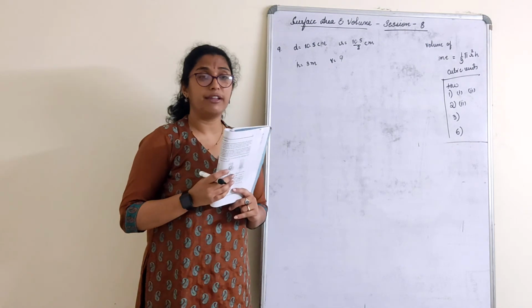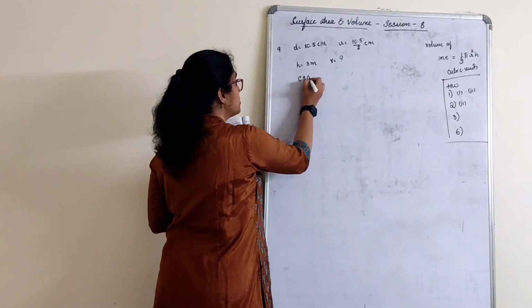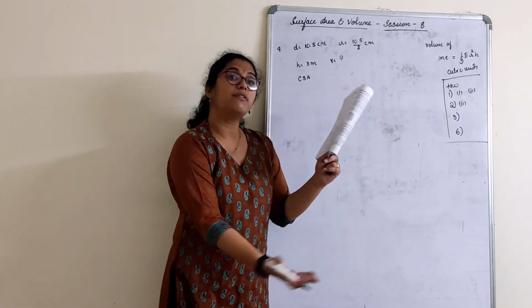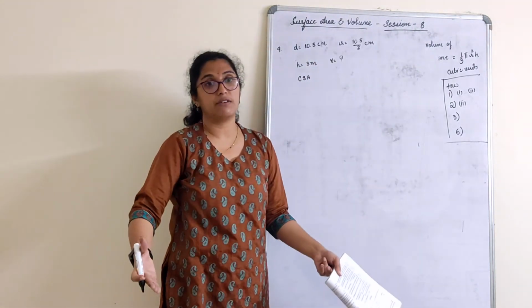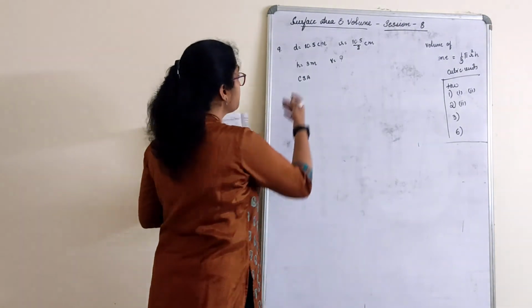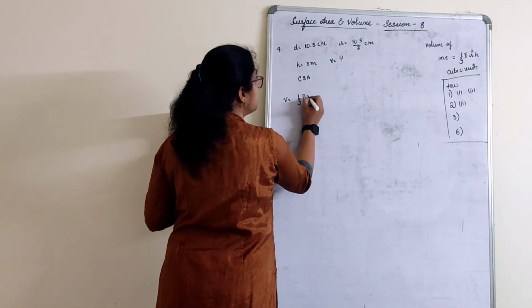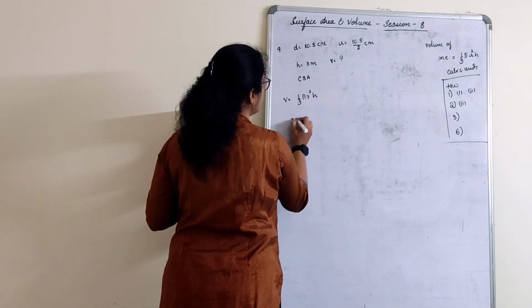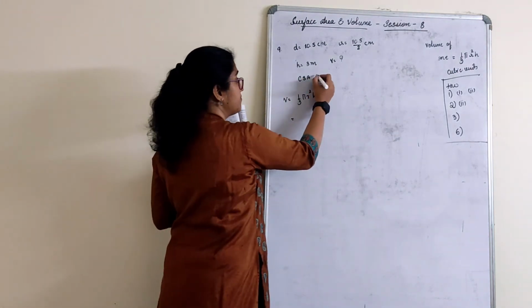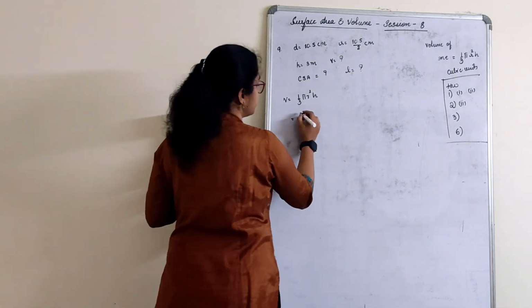Now if I have to cover it, should it be TSA or CSA? Of course it has to be CSA because it is a heap, right? How can I cover from the bottom? Only the heap part is covered. That's the conical part. CSA part is covered. Find the CSA. So first we'll find volume, 1 by 3 pi r square h. For CSA, what do we want? We want slant height. We'll do that after this.